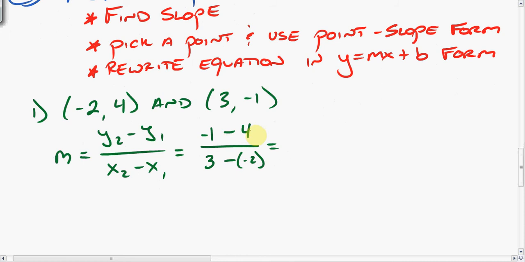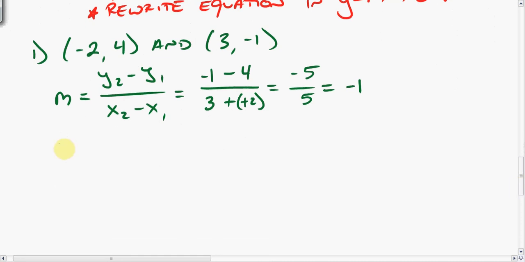So -1 minus 4 gives me -5. 3 minus -2 is like plus a +2. So 3 plus 2 is +5. So it looks like my slope is -1. So we've got m equals -1, and now I need to pick a point. So I'll pick the first point. So we're going to use the point -2, 4. And we know our slope is now -1.